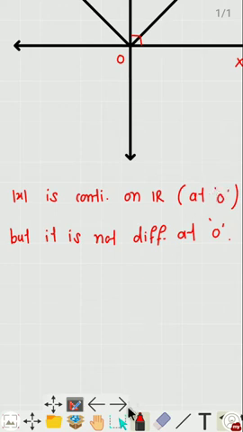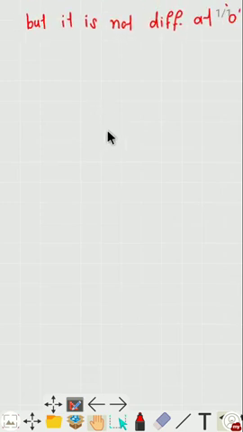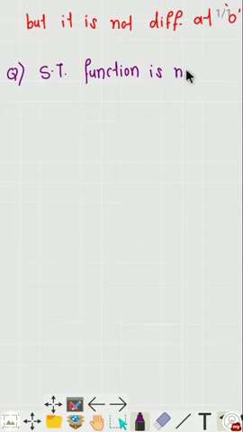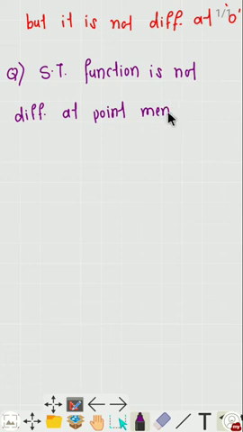Let us see some examples now. The main question is: show that the following functions are not differentiable at the point mentioned against them.